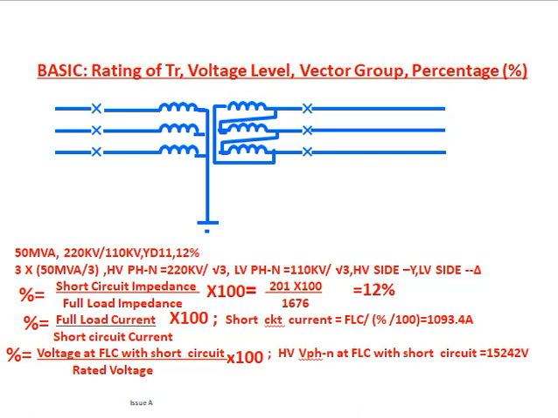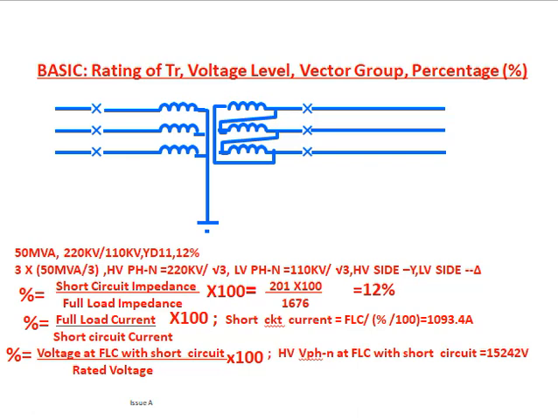Percentage equals short circuit impedance divided by full load impedance into 100. That is 201 into 100 divided by 1676. Full load impedance is 1676. Short circuit impedance is 12% of that, which is 201. So 201 into 100 divided by 1676 equals 12%.